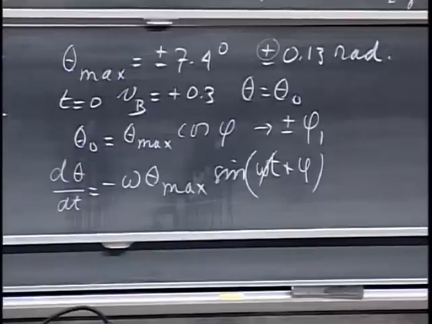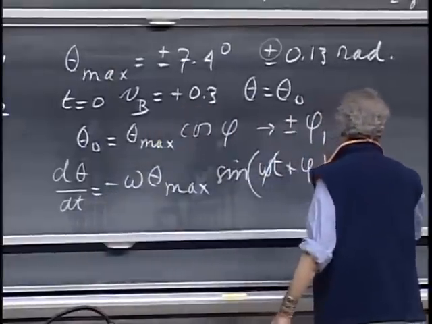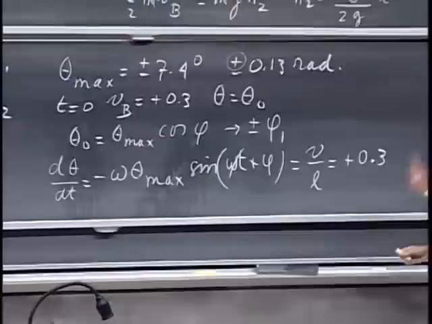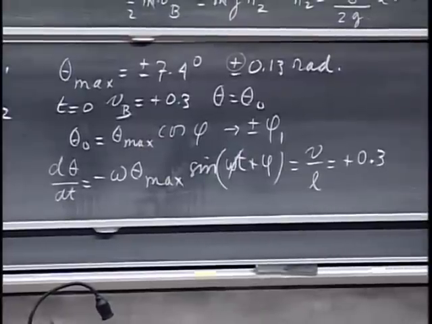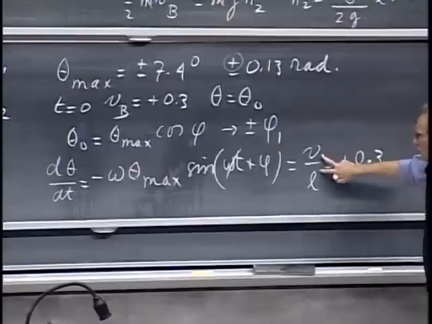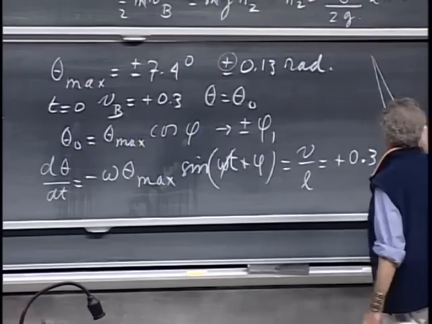What is d theta dt? Well, d theta dt is v divided by L. This is v divided by L, and is therefore plus 0.3. This is plus because at t equals 0, the angle is increasing. So it is plus. How do we know it's v over L? Well, remember, we discussed that before.